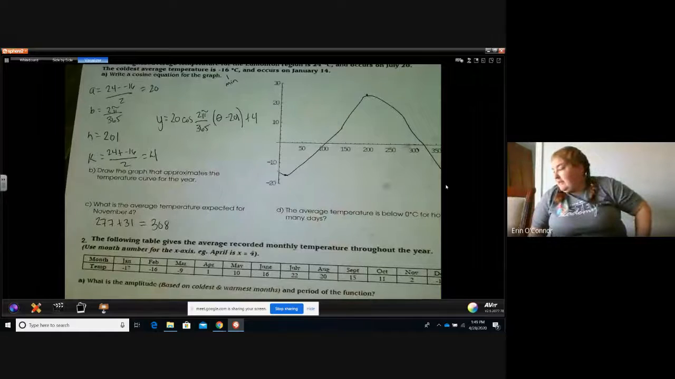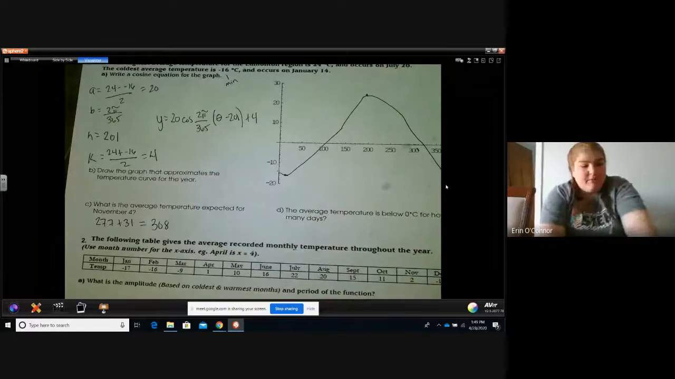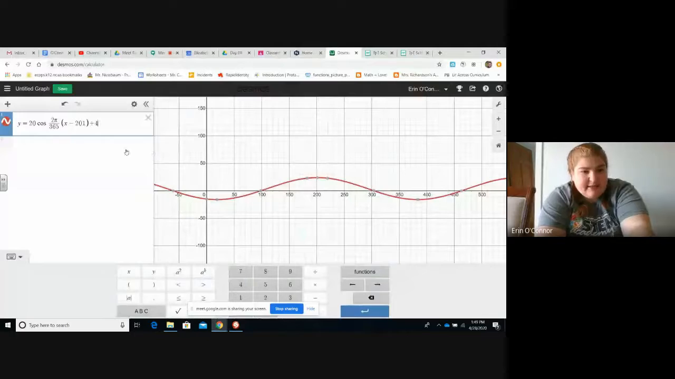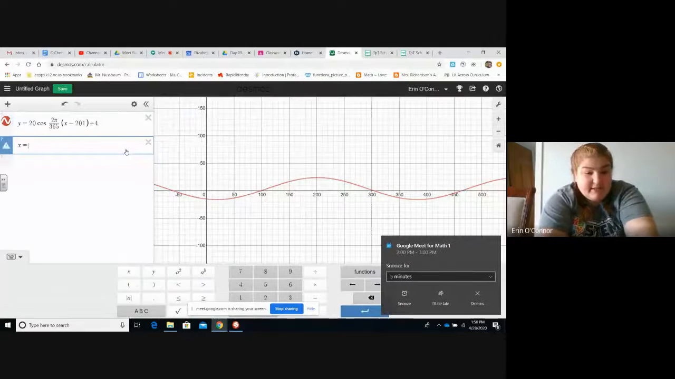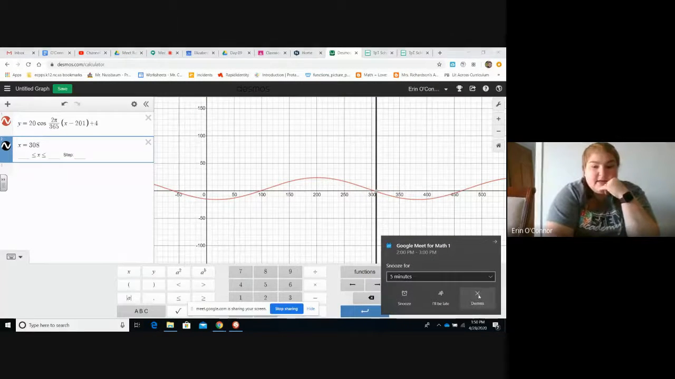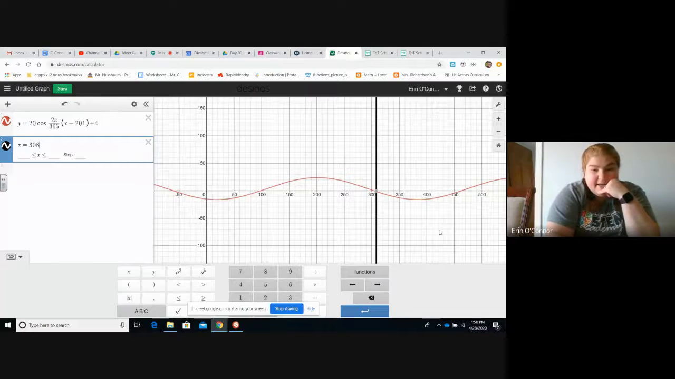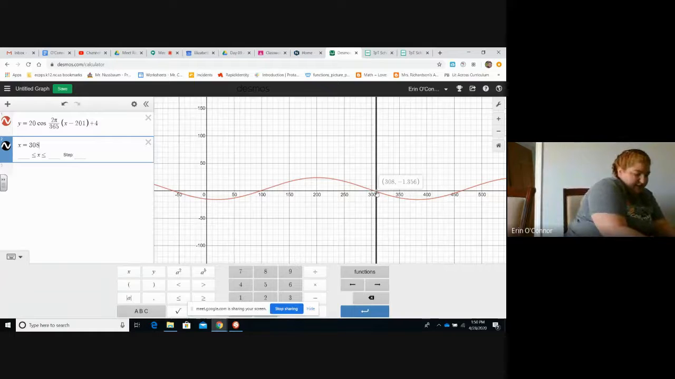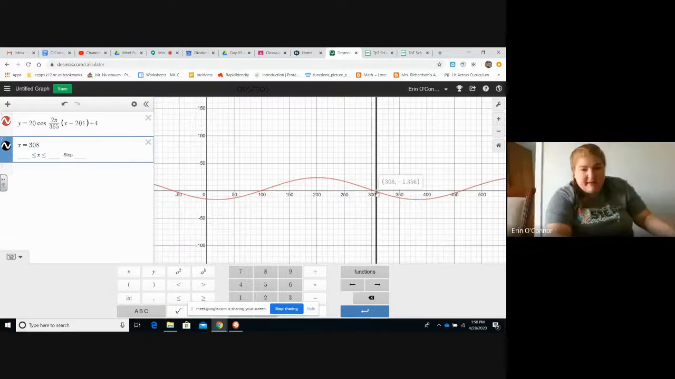308th day. So we're going to put 308 in for X because days are X. Time is always X. And I get that it is negative 1.4 degrees Celsius. I'm rounding to the nearest tenth here. So it's negative 1.4 degrees Celsius. And that's what I got.